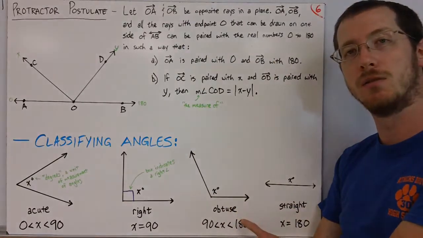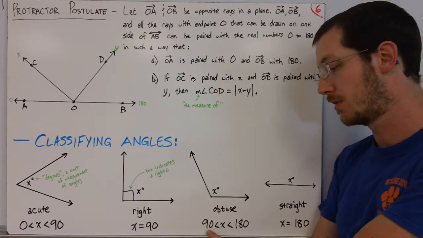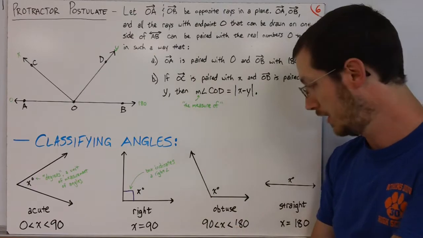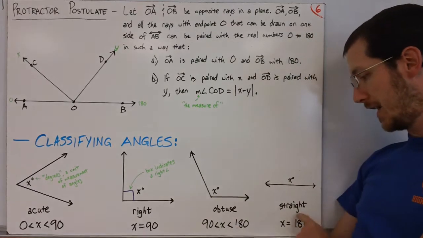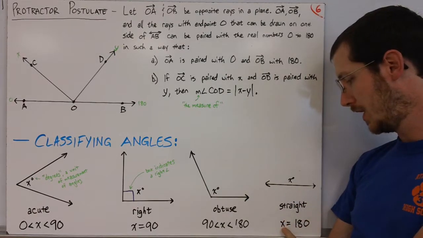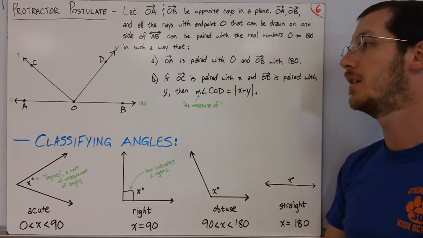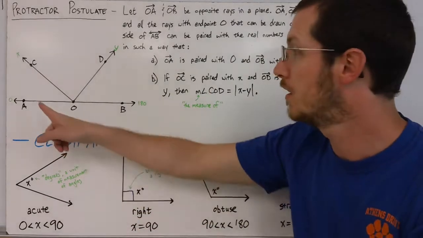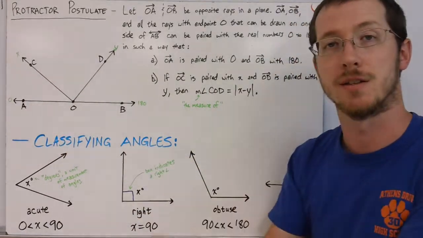An obtuse angle is any angle whose measure is between 90 and 180 degrees. And lastly, a straight angle, which looks like a line, is an angle whose measure is exactly 180 degrees. So in this example up here, angle AOB is a straight angle.